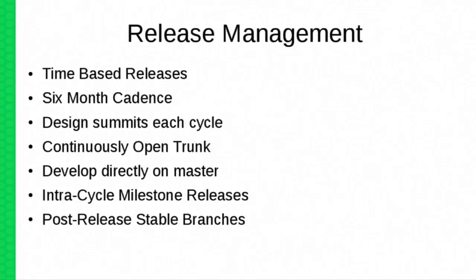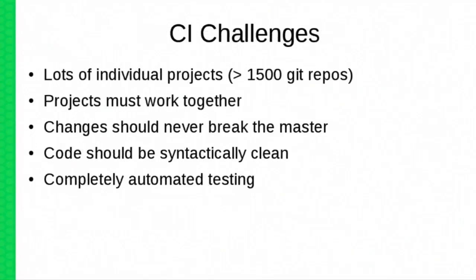So look at the CI challenges. We have lots of individual projects, lots of individual Git repositories. Last time I looked, it was over 1,500. I guess when I double check now, we are at 1,600. Some of those projects need to work together. It's not individual projects, but a lot of projects working together to deliver one big project, the OpenStack project. So you need to test them also together.